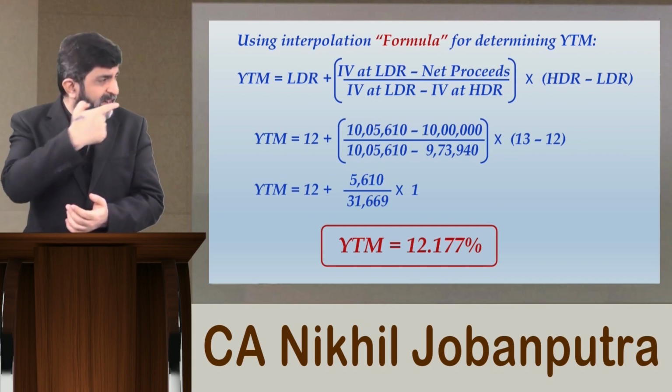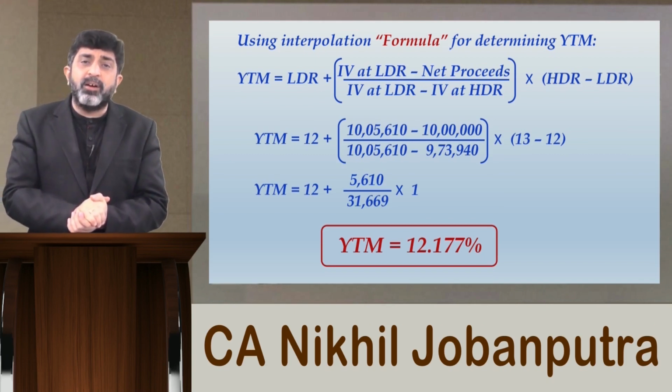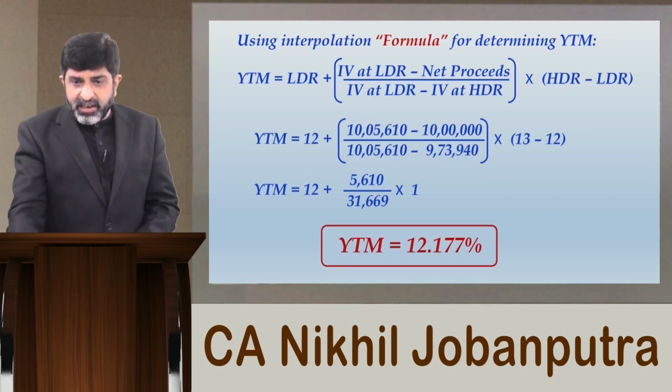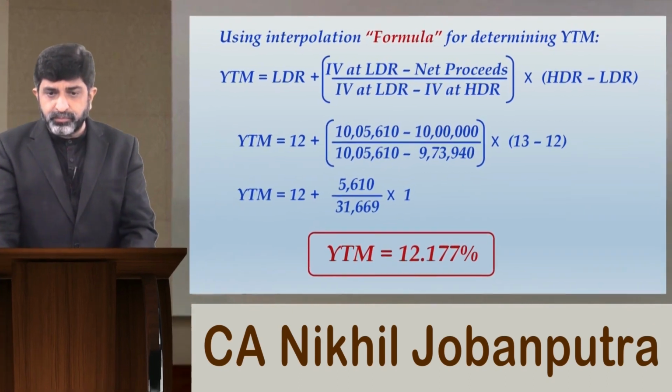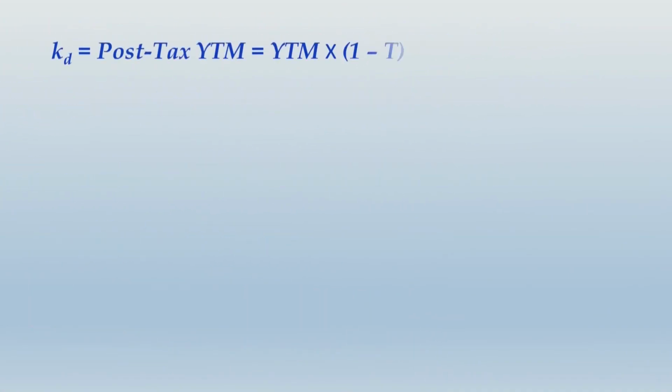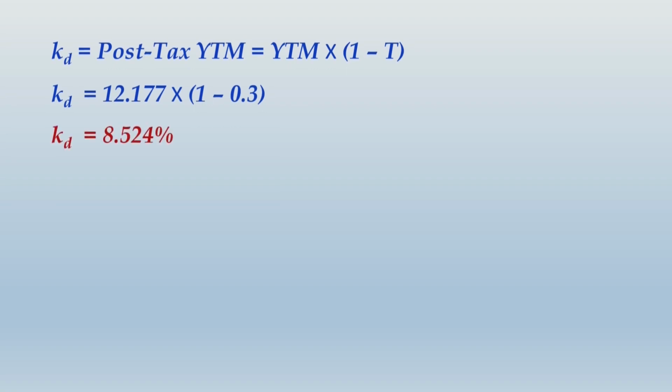One small formality that is left over here, that is we have to convert this pre-tax cost of debt into post-tax. Let me show you how to do that. Just move ahead and write up KD, that is post-tax YTM, will be YTM multiplied by 1 minus tax rate, and that would be 12.177 into 1 minus 0.3, and that would finally give you 8.524% as post-tax cost of debt.